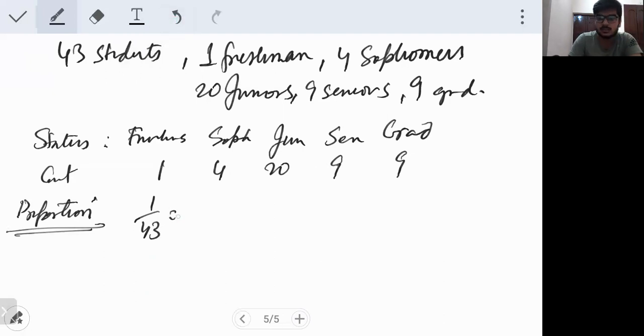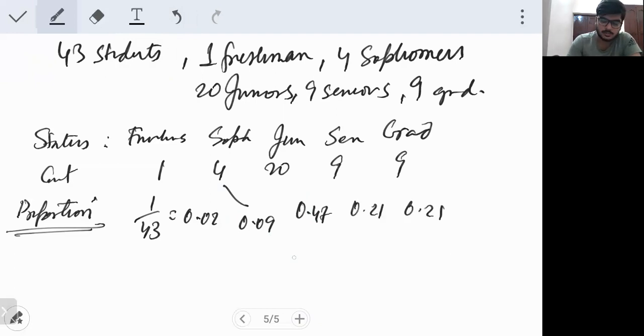It is 1 upon 43, that is equal to somewhere close to 0.02. For this again, we will do 4 upon 43, that will be 0.09. Again, this will be 0.47, this will be 0.21, and this will be also 0.21. We have defined the proportion of it.